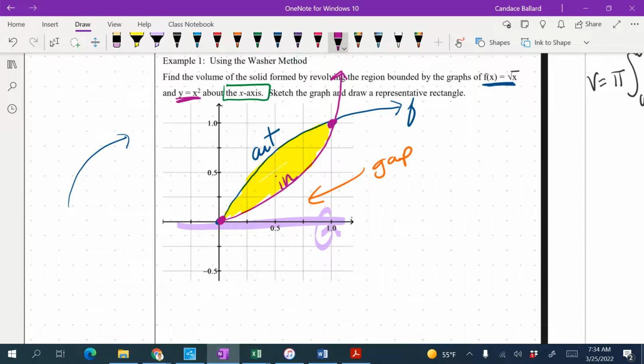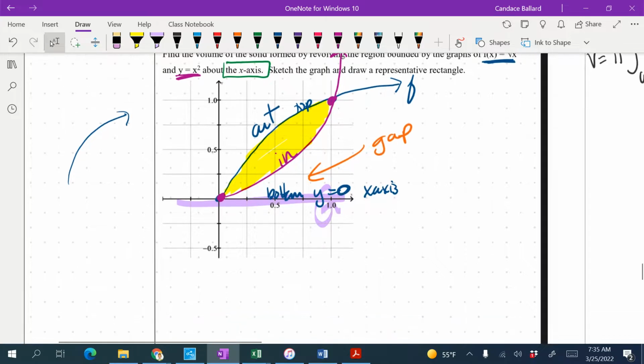And then we do the top minus the bottom. And in this case, our bottom is going to be y equals 0 because that's the x-axis, our axis of revolution. So I'm going to go ahead and set this up. So we know whenever we do a revolution, we start with pi. We know from our graph and sketching that we're going from 0 to 1 for our bounds. All right, I'm going to do my outer function first.